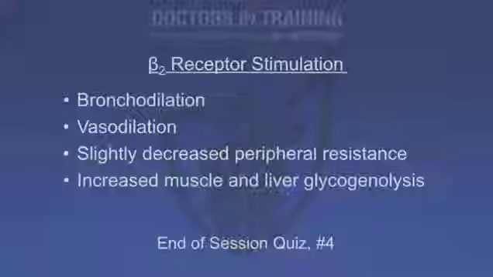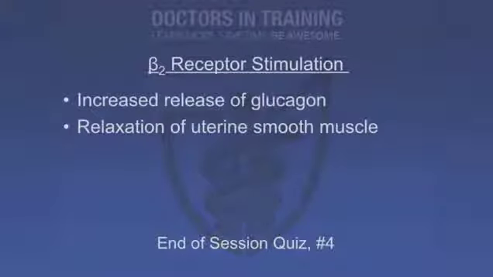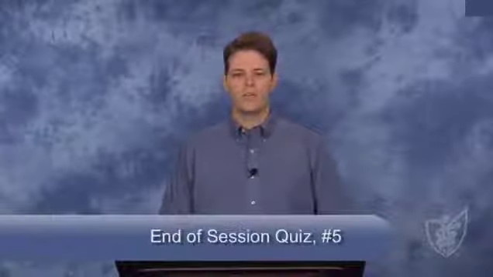So beta-2 is for your lungs, your airways, so you're going to get bronchodilation. It will also cause some vasodilation, and you'll have slightly decreased peripheral resistance because of that. Beta-2 stimulation will also increase glycogenolysis and increase the release of glucagon, and it will cause the relaxation of the uterine smooth muscle. Next, what are the therapeutic uses of beta blockers?